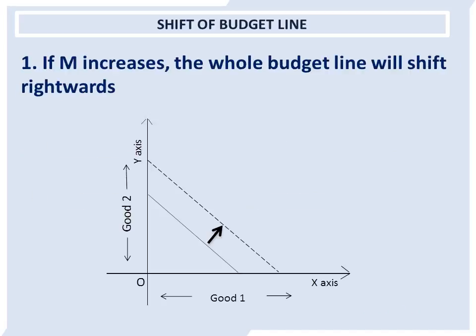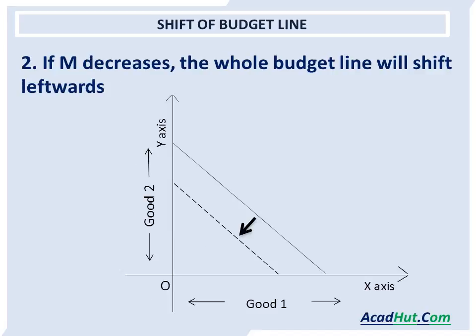Now we come on to the shifts. You have to do various shifts and you have to be clear how you shift the budget line. So now comes the first case. If M stands for money increases, the whole budget line will shift rightwards. Can you see in the diagram, if the money increases, we can buy more of good 1 and more of good 2. Therefore, the budget line will shift rightward towards the dotted line, as you can see through the arrow.